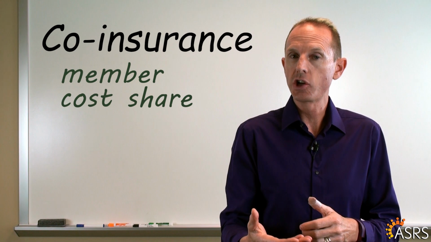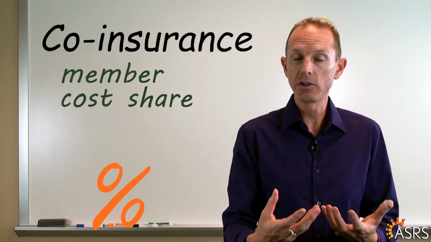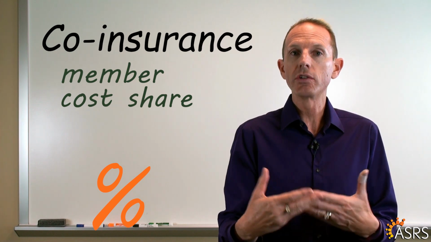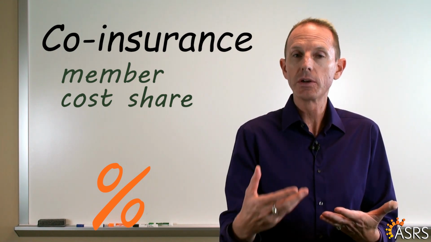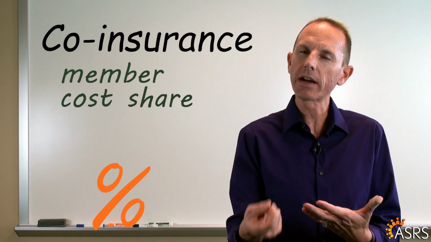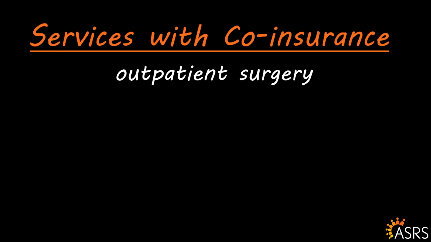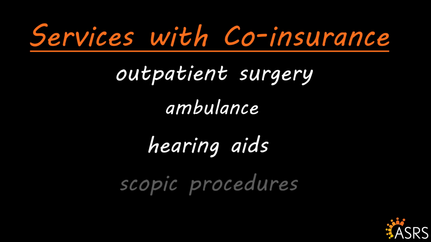Co-insurance. Co-insurance is also a form of member cost share, but co-insurance is always going to be in the form of a percentage. That percentage is going to fluctuate and differ by your service and what the cost is or the contracted rate is from the provider. So an example of a co-insurance, let's say that you have an outpatient surgery. Outpatient surgery under all of the plans is going to have a co-insurance component.